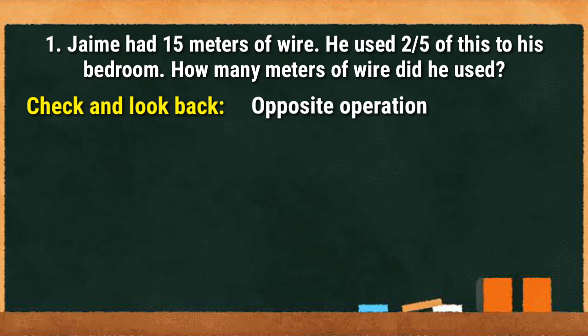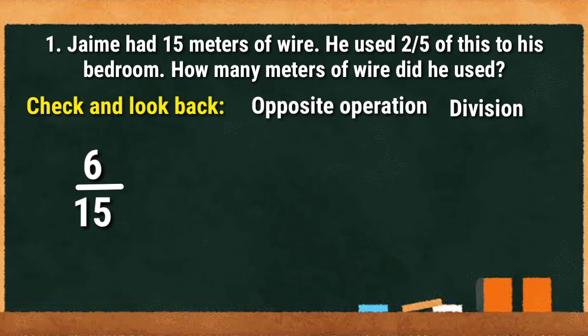What is the opposite operation of multiplication? We have division. So, we are going to divide 6 by 15. We have to divide your answer, which is 6, by 15, and let's check if the answer is 2/5. In this case, let's divide your answer, which is 6, by your whole number, which is 15.